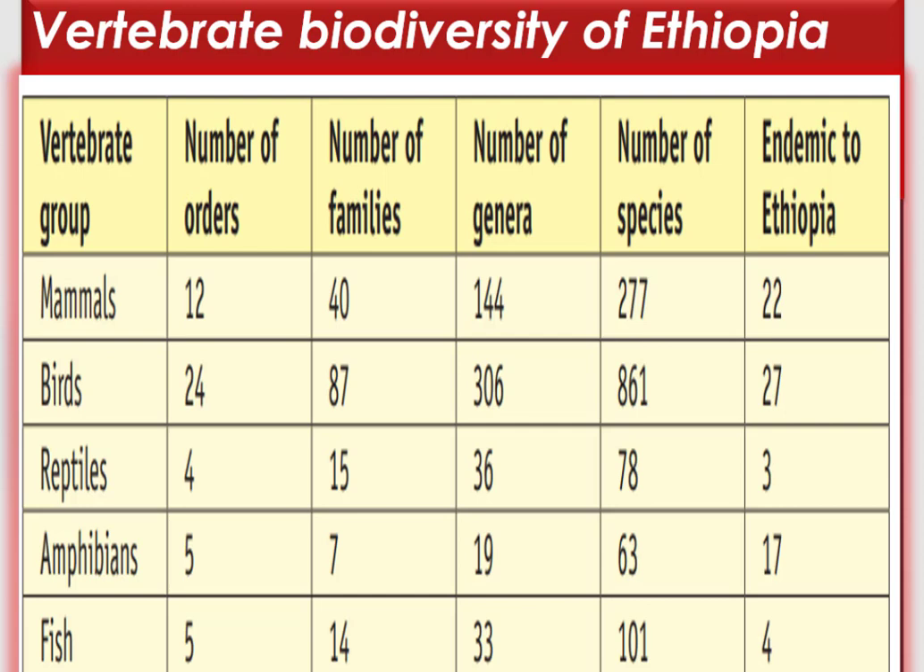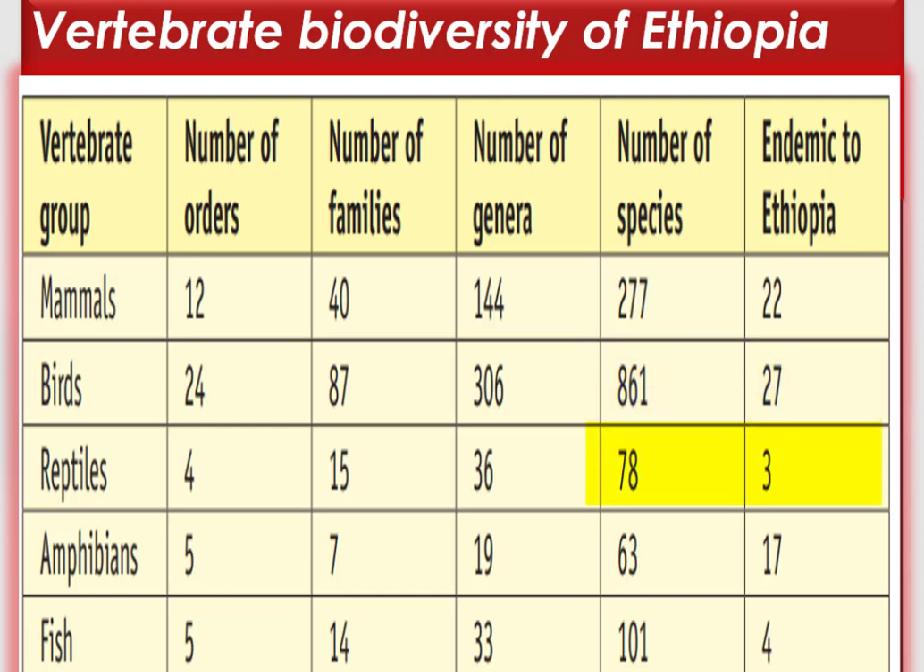When we see vertebrate species diversity in Ethiopia, there are 5 groups of vertebrates. These are mammals, birds, reptiles, amphibians, and fishes. When we see number of species of each group in our country Ethiopia, number of species of mammals are 277 and 22 of them are endemic to Ethiopia. Number of species of birds are 861 and 27 of them are endemic to Ethiopia.